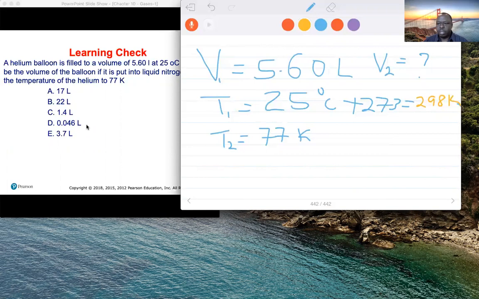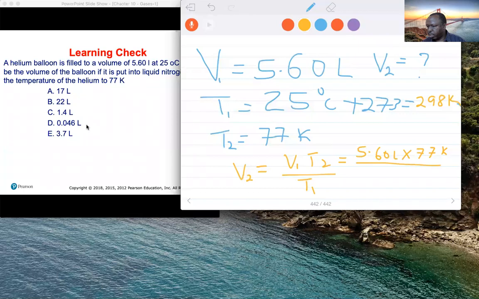So with this, V2 is given by V1 T2 over T1, which means V1 is 5.60 liters times T2, which is 77 K, over T1, which is 298 K. Kelvin and Kelvin will cancel, and we remain with the unit in liters. So this is 5.60 times 77.